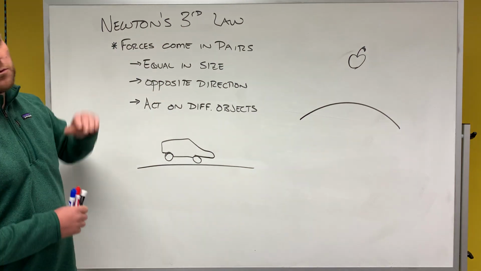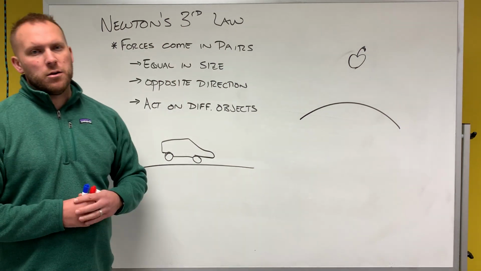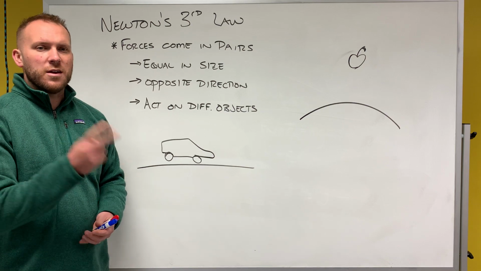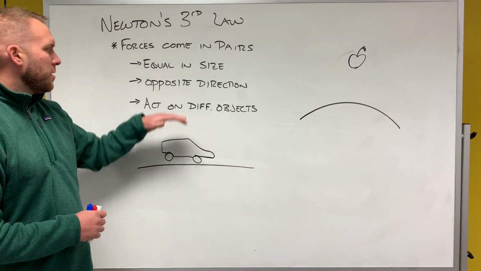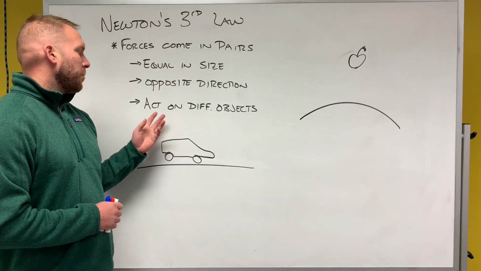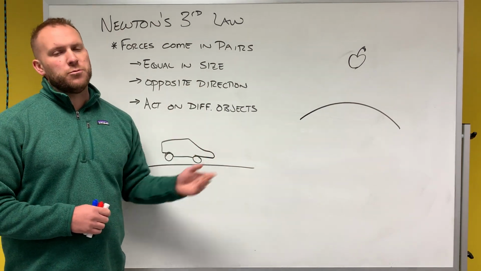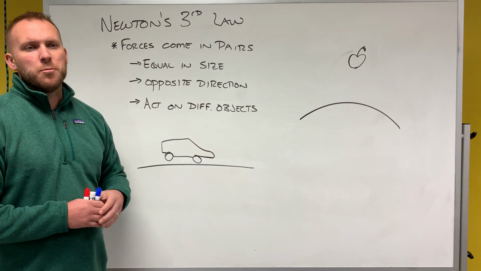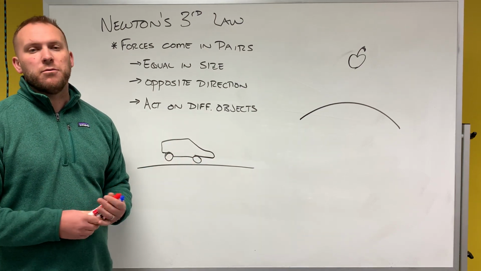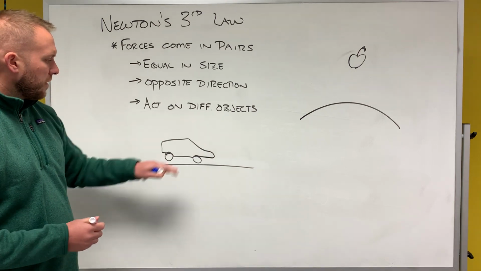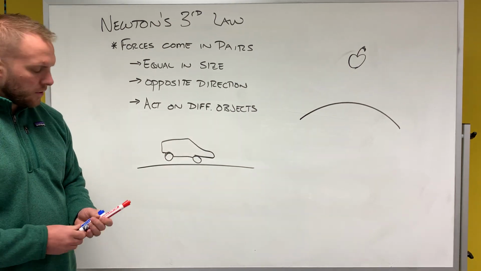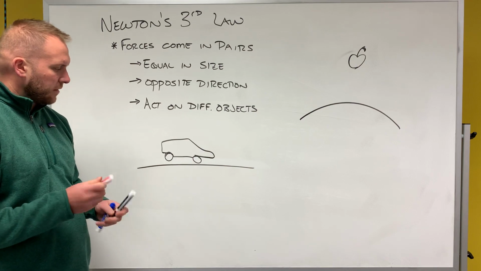So first off, Newton's third law: forces come in pairs. Whenever there is one force, there is always a second. What's true about those forces is that they must be equal in size, they must be opposite in direction, but they also must act on different objects. A common mistake is that because objects have a net force of zero, people will say, well, those are action-reaction pairs. Take a car that is just sitting on a road, for instance, there are two forces acting on it.